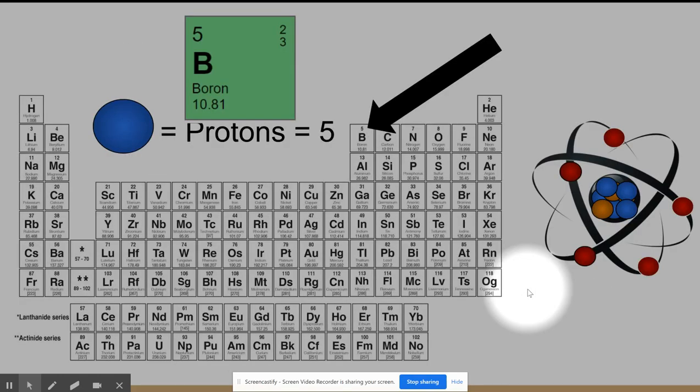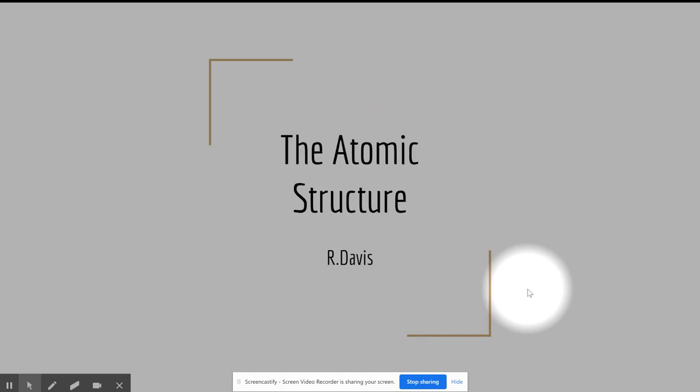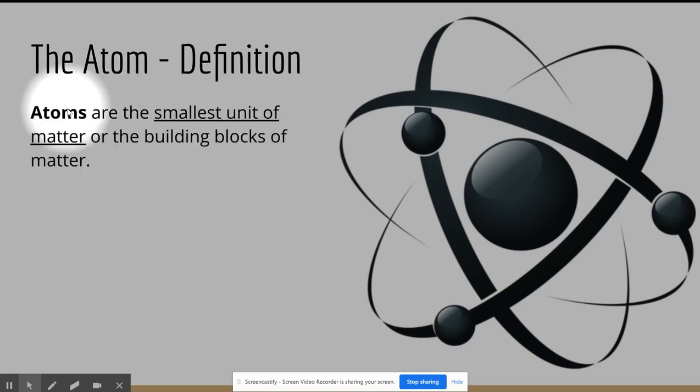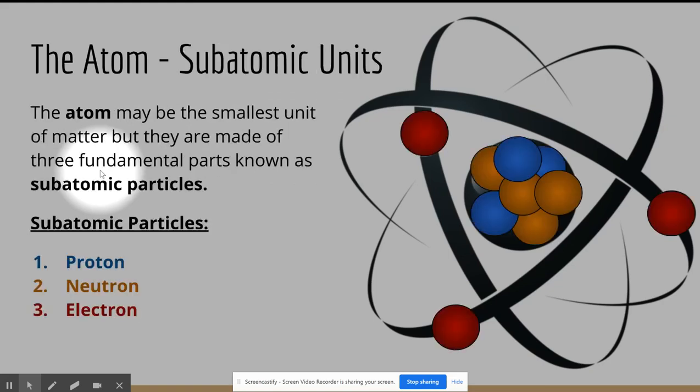All right, so quick review of everything super fast. We were talking about the atom and its structure. Atom, fun fact, means uncuttable. Just like if you were to take a bar of gold and chop it and chop it all the way down, you get to a point where you couldn't cut it anymore and you'd get to a single atom. Atoms are the smallest unit of matter, or also sometimes called the building blocks of matter. Atoms themselves actually do have smaller units. These units are known as subatomic particles: the proton, the neutron, and the electron.